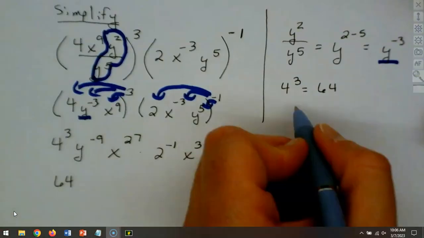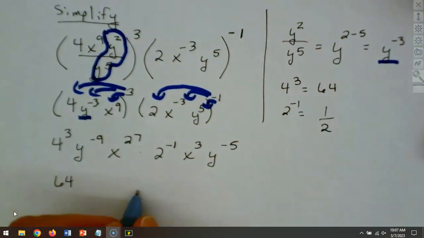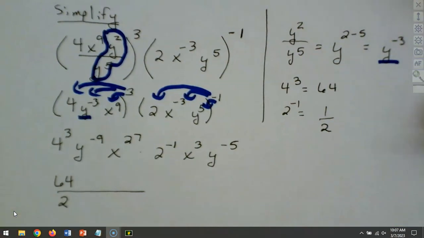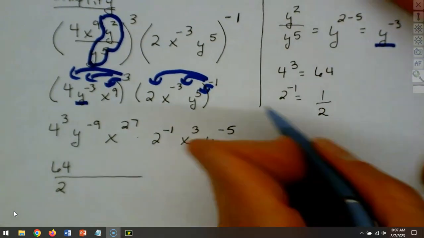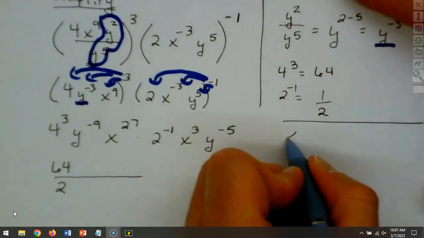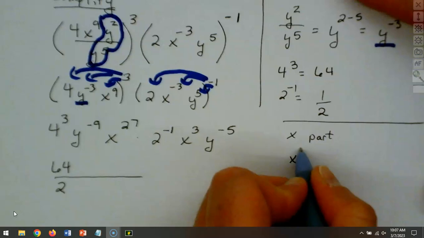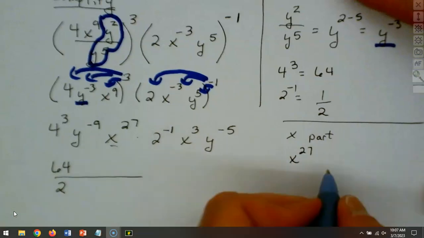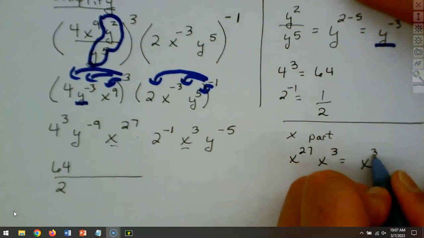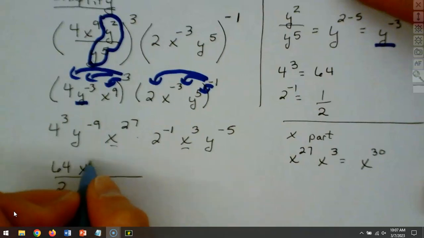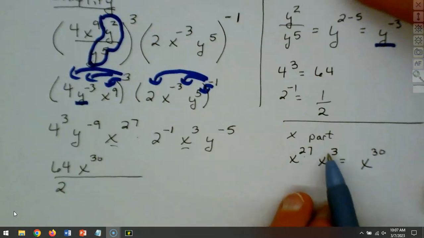And what about 2 to the negative 1st power? Well, that's 1 over 2. So we just rewrite it as 1 over 2. And we'll reduce this down in a moment. Now let's look at the x part. And what do we have for the x part here? We have an x to the 27th here, and we have an x cubed here. Those go together with addition, and that makes it an x to the 30th here. Because when we multiply, these powers add.